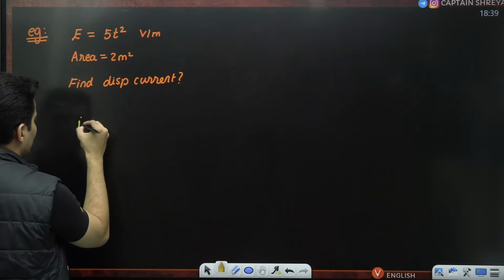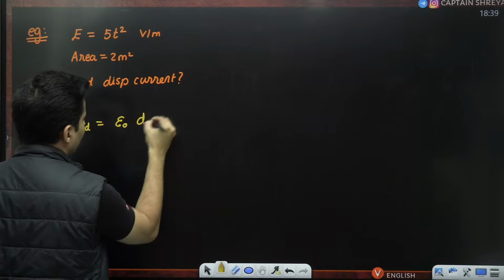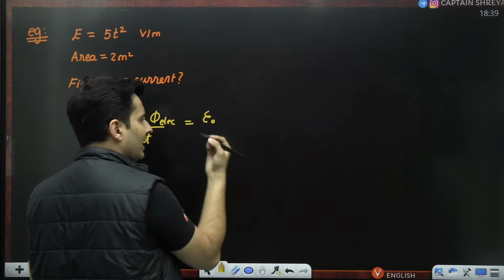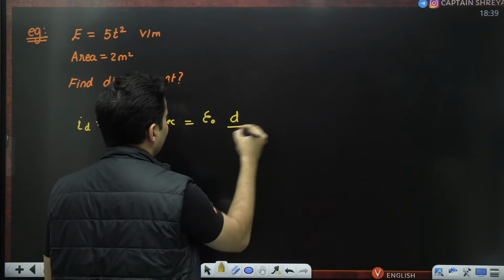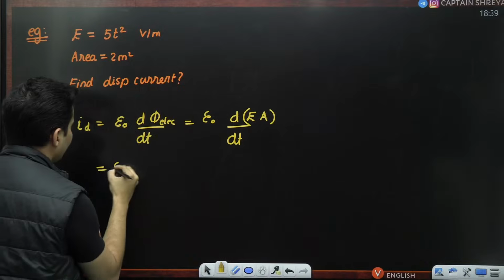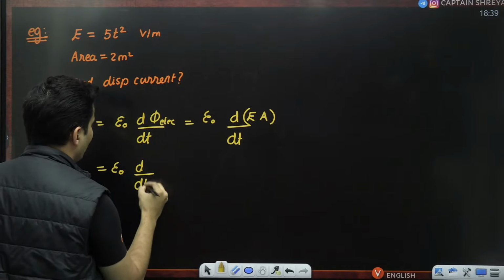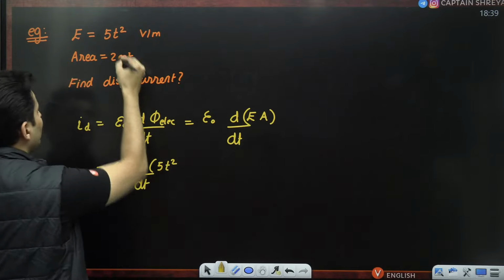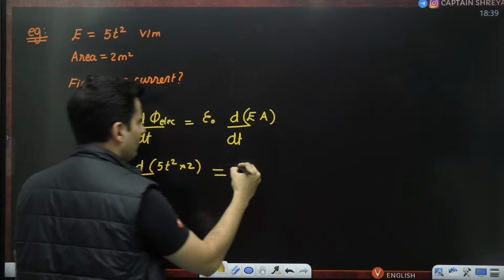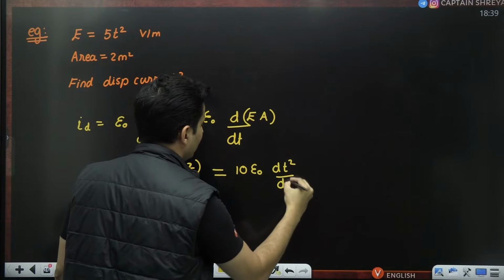Let's go by the pure definition of displacement current and the formula. The displacement current is permittivity into rate of change of the electric flux. But wait a minute. Electric flux, I think I already know the formula. It's nothing but electric field into area. Do I know the electric field? Yes, why not? It is right over here. So the derivative of basically 5t square. Do I know the area? Yes, it is basically 2. Okay, perfect. So 5 twos are 10. So it will basically become 10 times epsilon naught. And I'm just left with the derivative of t square.